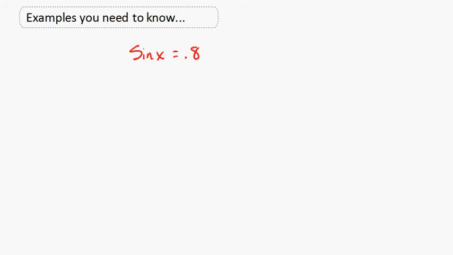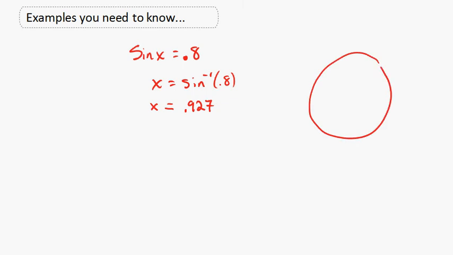There are two examples you need to know. First one is a plain old sine x equals 0.8. This is not on the unit circle, so we are going to sine inverse. On my calculator, when I sine inverse both sides, I get an answer of 0.927, and I just rounded to the third decimal place. But you have to think about this on the unit circle still, because there are two answers for sine.